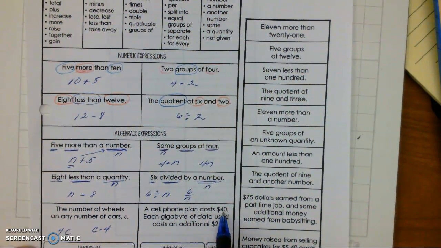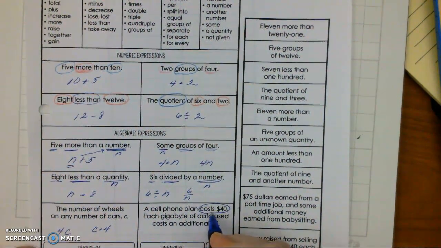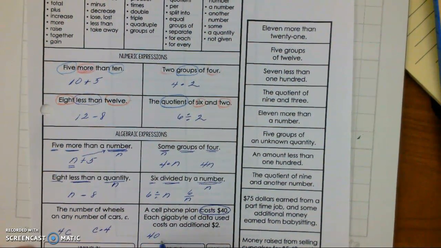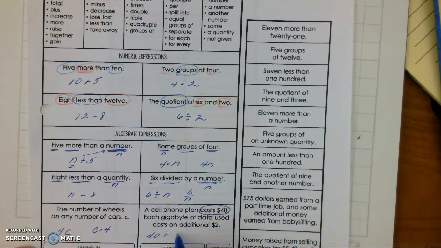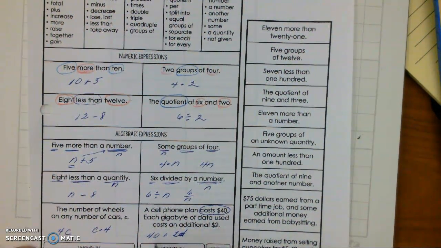A cell plan costs $40. Each gigabyte of data used costs an additional $2. So we're going to start off with the cost. The original cost is $40. And each additional gigabyte is $2. And we don't know what the gigabytes are, so that would be how many we are going to use. So it's going to be 2 times D.